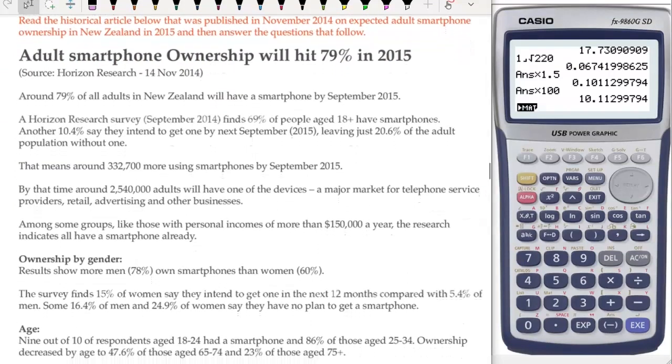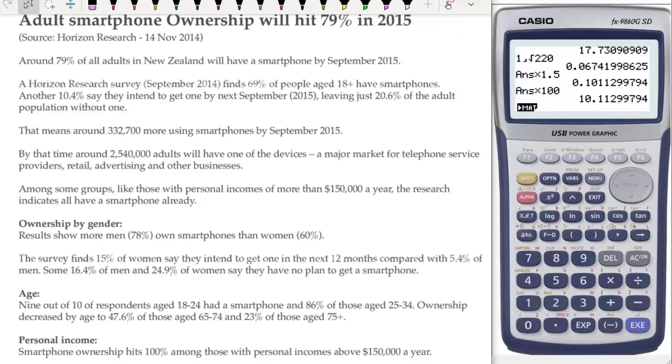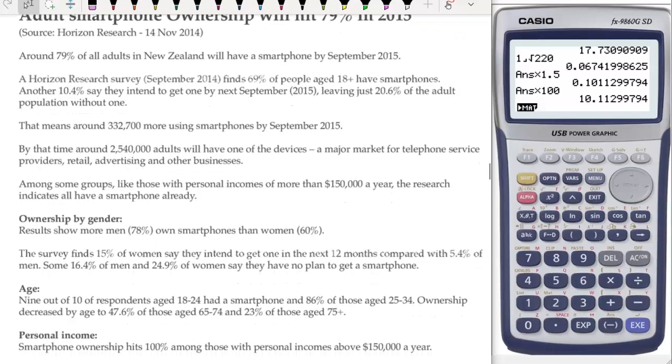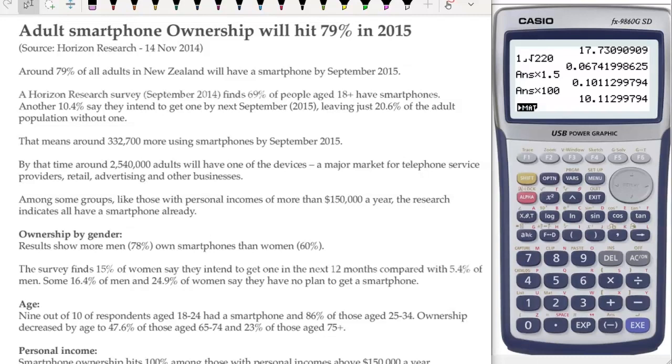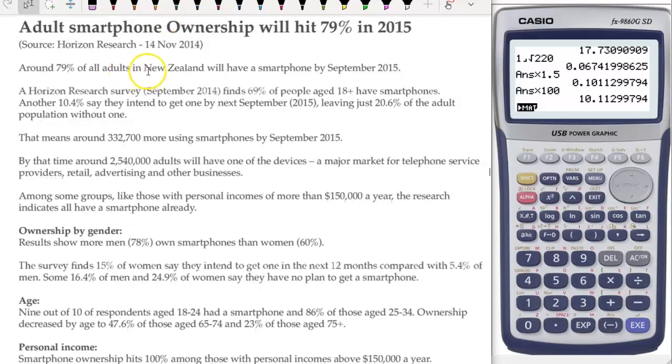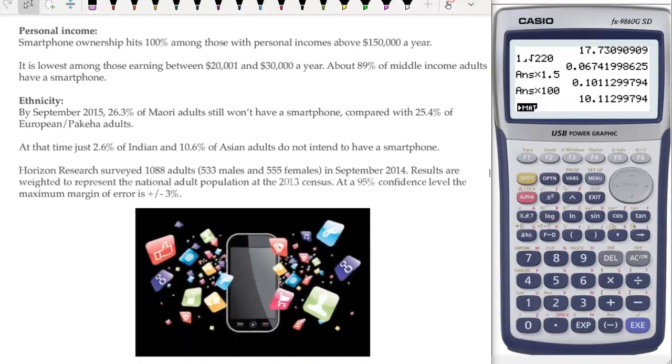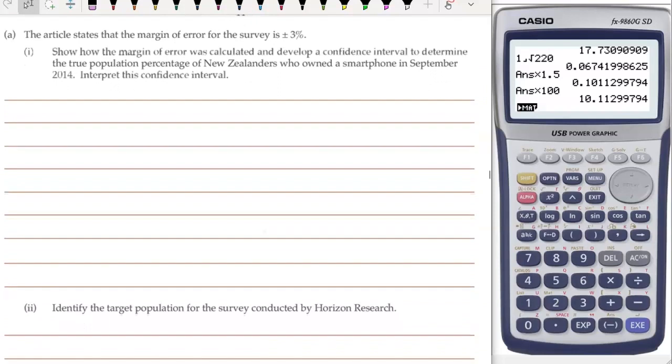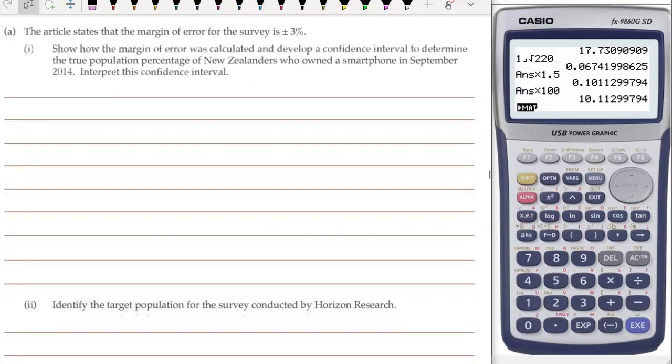Now for question 2, we've got some information here about adult smartphone ownership. Expected to hit 79% in 2015, and this article is quite old now. It was done in November 2014. Okay, first is about the margin of error. We want to show how it was calculated to be plus or minus 3%. That's down at the bottom of the article, where it tells us that the number of people surveyed was 1,088.